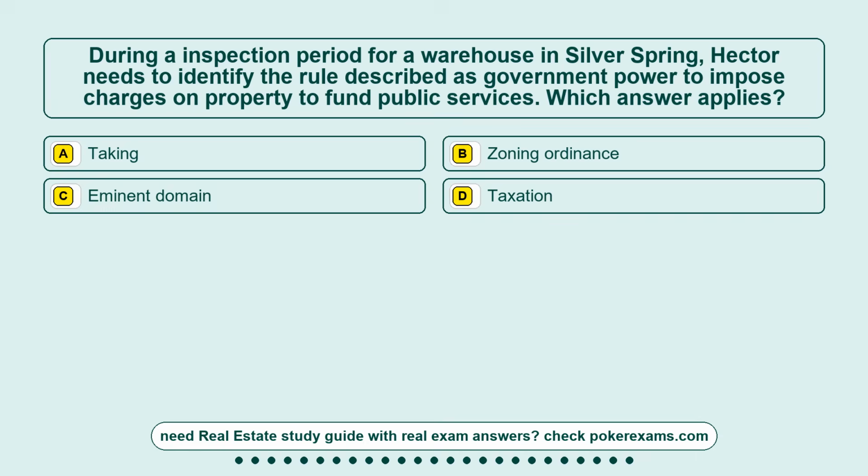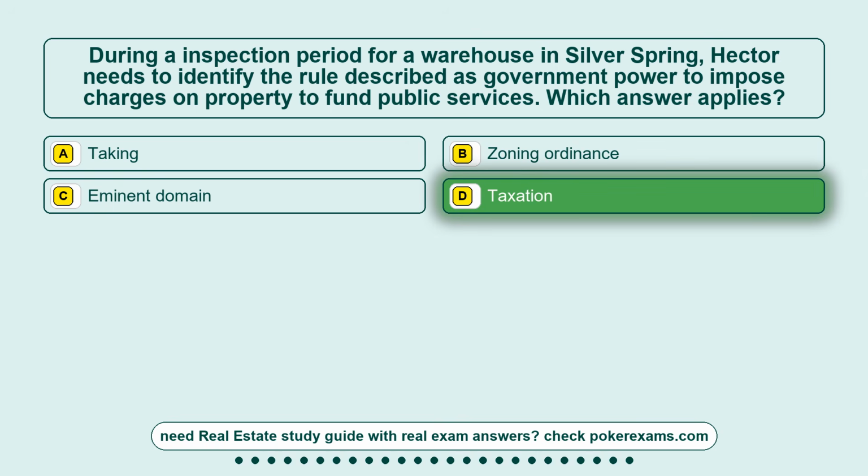Question 8. During an inspection period for a warehouse in Silver Spring, Hector needs to identify the rule described as government power to impose charges on property to fund public services. Which answer applies? Option A, taking. Option B, a zoning ordinance. Option C, eminent domain. Option D, taxation. The correct answer is option D, taxation.